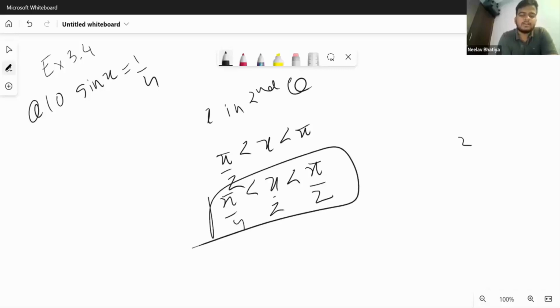X by 2 is less than pi by 2, but greater than pi by 4. Correct. What does that mean? That means that x by 2 is in the first quadrant. In the first quadrant, sine, tan, cos, all positive. Correct. Nothing to worry about here. The sign is going to be positive for all of them. No need to worry about the sign.